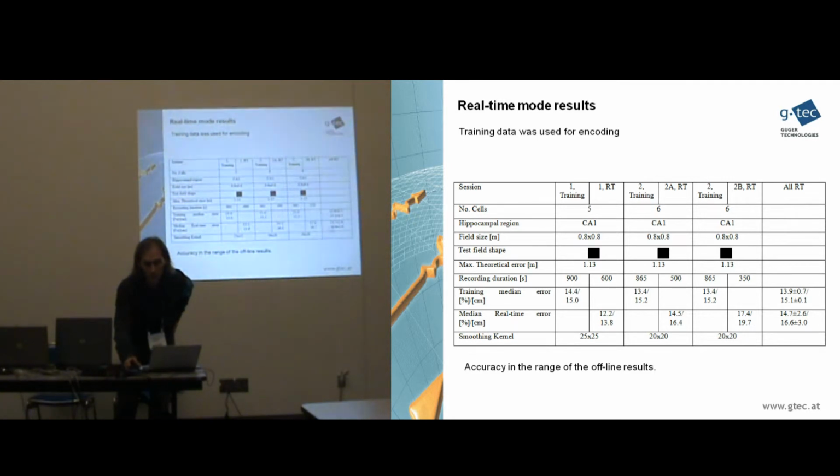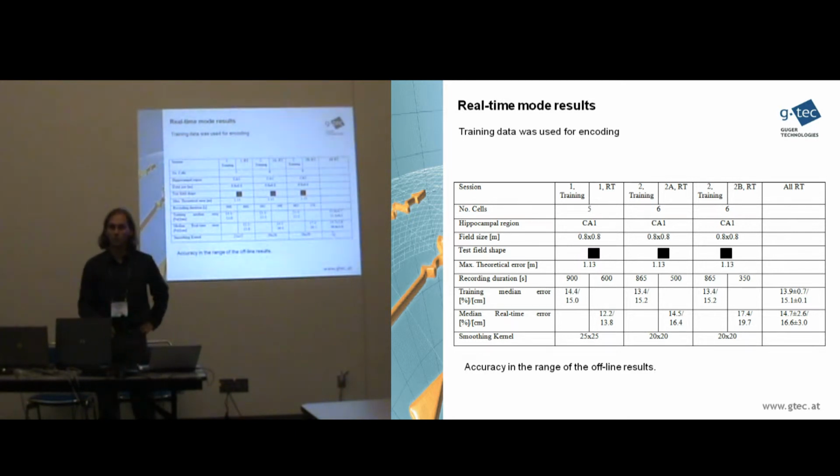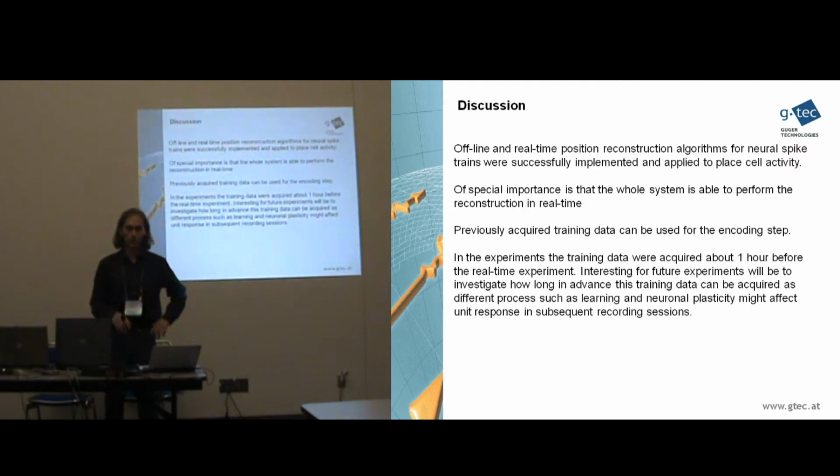But what you can see is very important is that the offline result from the training is very similar to the real-time result. So this shows that the real-time position reconstruction can be done, that the whole system is fast enough to sort the spikes and reconstruct the position. And normally the training data for our algorithms was acquired 1 hour before the real-time experiment.